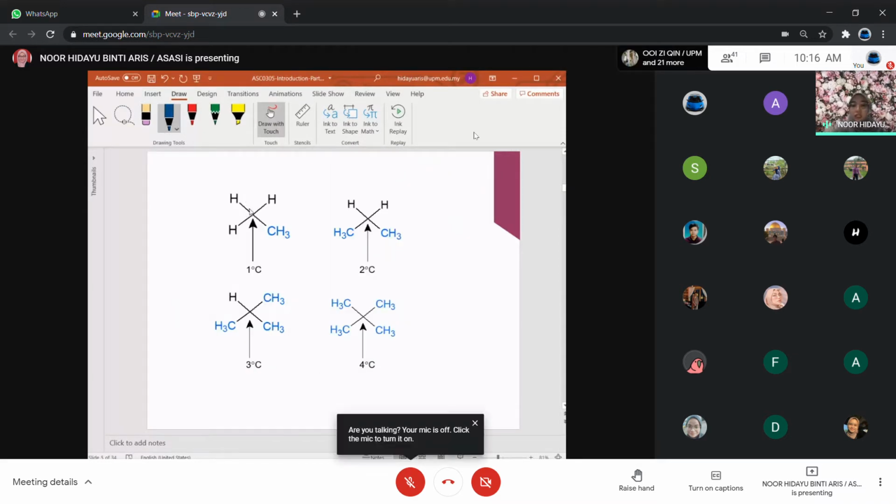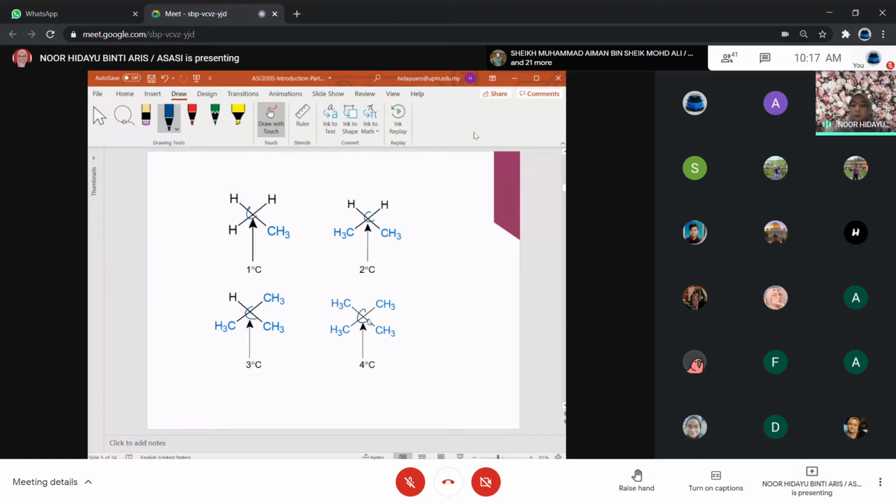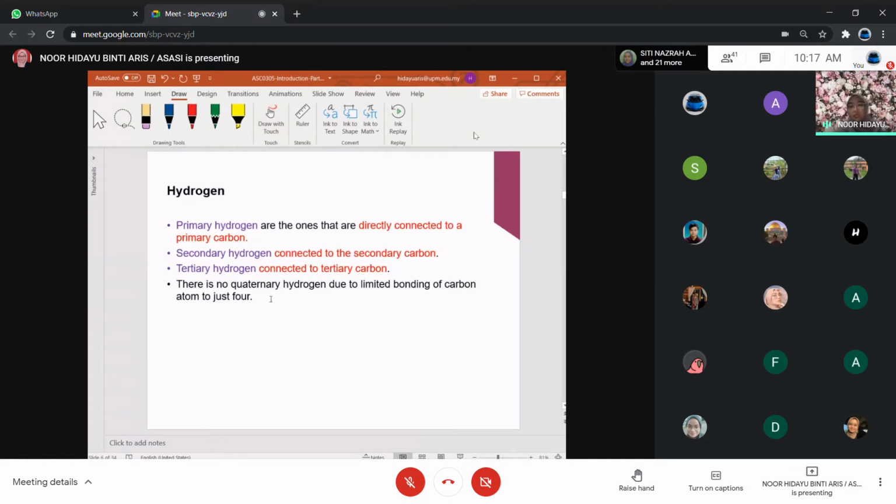So yang ni kat tengah-tengah semua ada carbon. So if the central carbon are bonded to only one other carbon, so that one is the primary. Kalau carbon bonded to 4 other carbon, so dia boleh pergi sampai quaternary. Right. So that one is the classification of carbon. Next, we move to hydrogen.